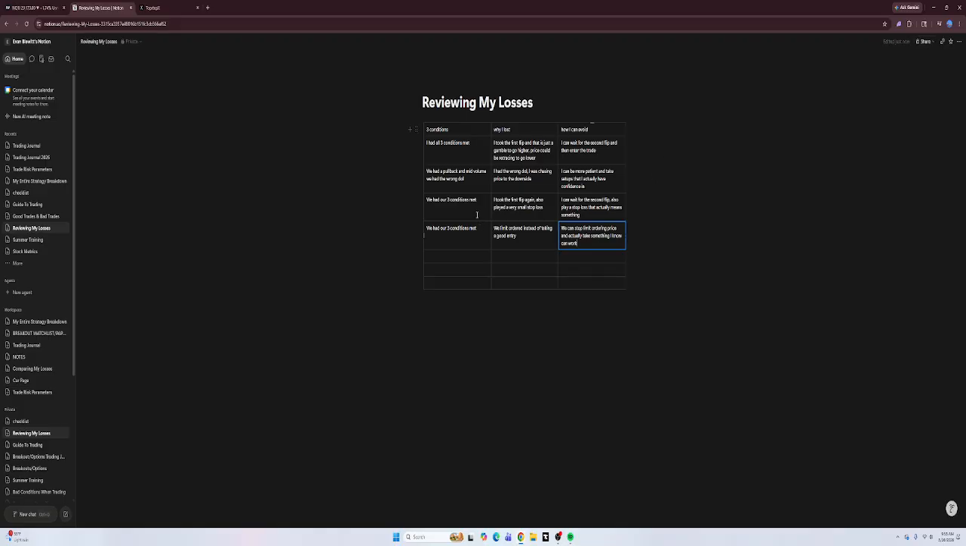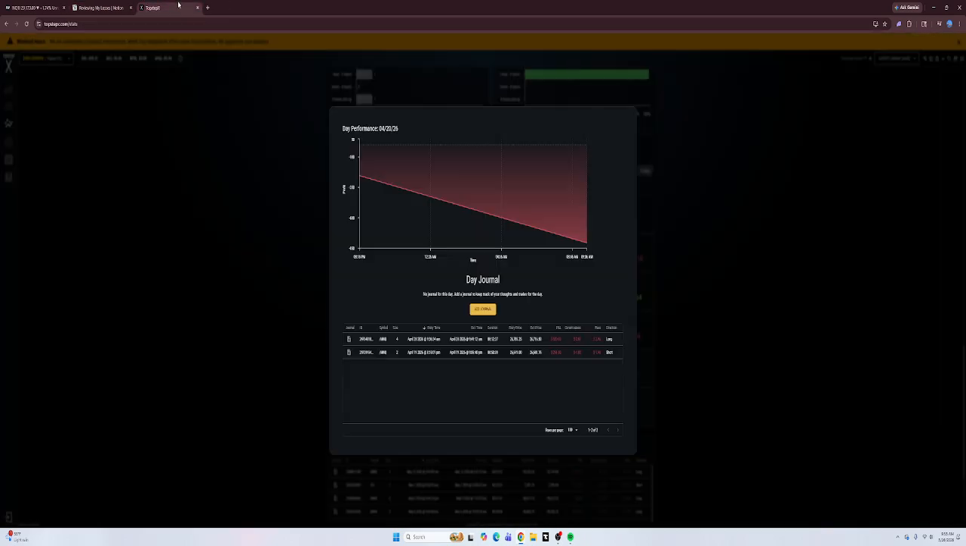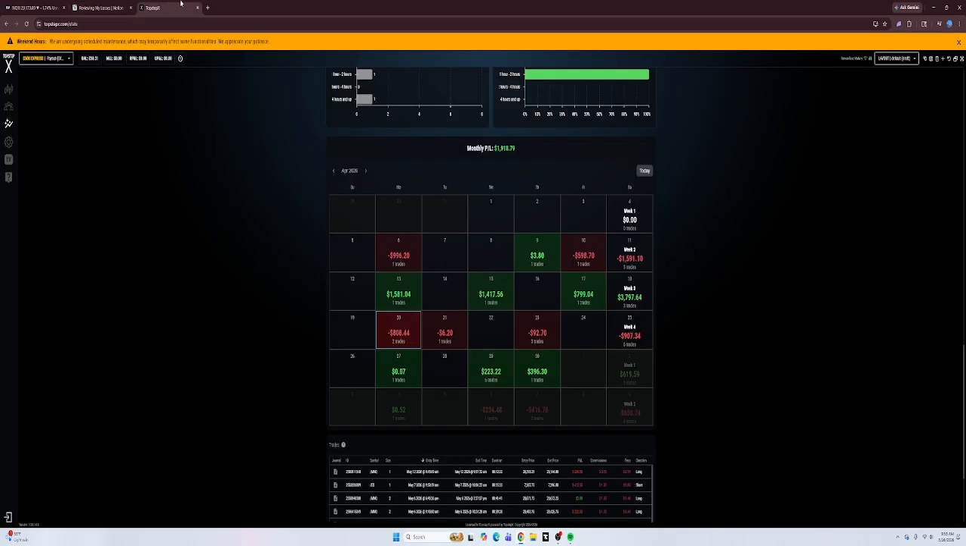So we said we had our three conditions met. We limit ordered instead of taking a good entry. How can we avoid this? We can stop limit ordering price and actually take something I know works. As you can see, as of right now, 2 limit orders failed. I've had no limit orders this month that have actually succeeded. So I'm just going to be getting rid of them completely. And yeah, pretty much that.